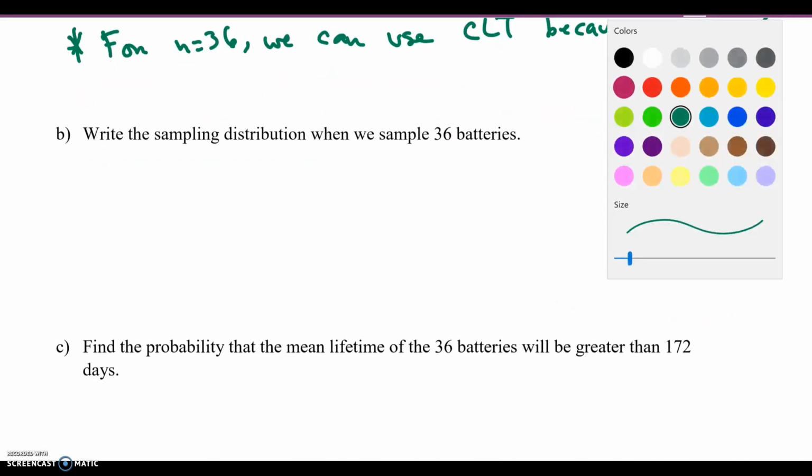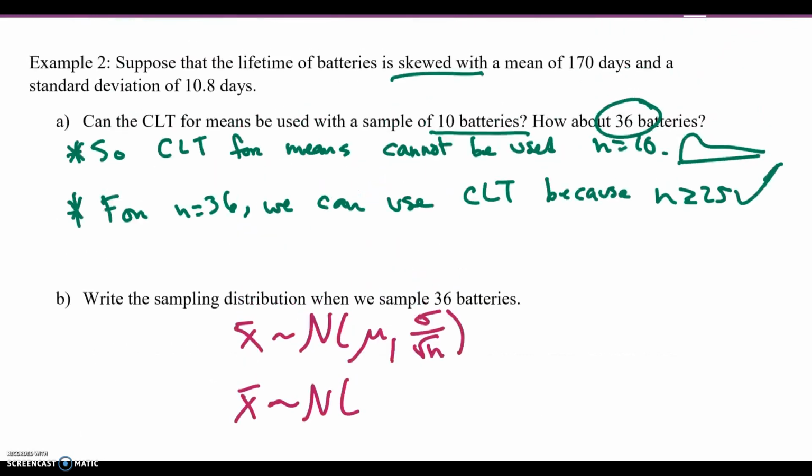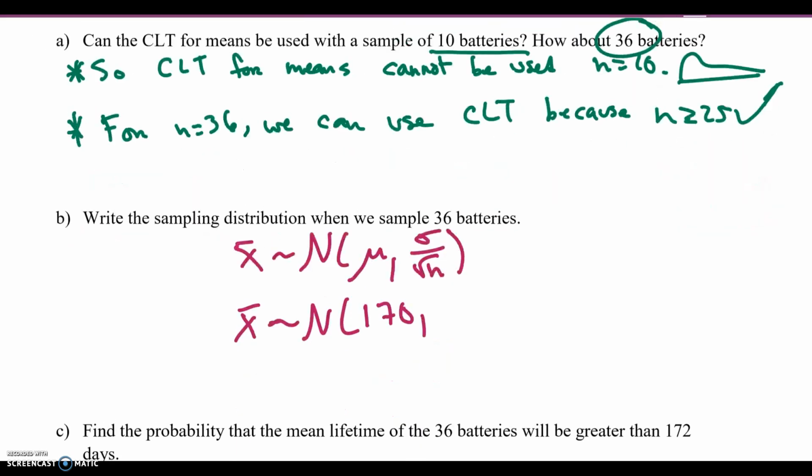When we're talking about sampling distribution, all we want is the mean and the standard error. So we know that x bar is normally distributed with a mean of mu and a standard error of sigma over square root of n. Our mean in this case is 170 days. Our sigma is 10.8 days. And our n is 36, so we take the square root of 36. What is this going to give me?